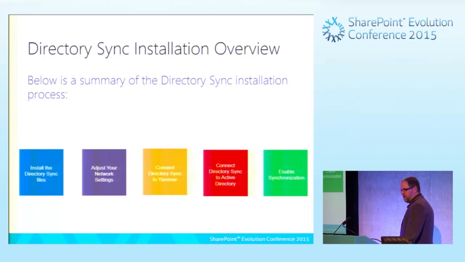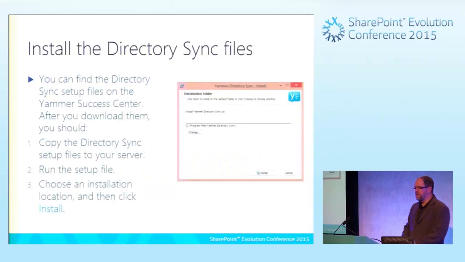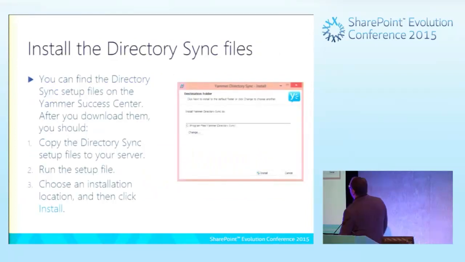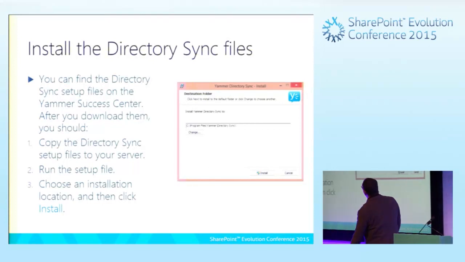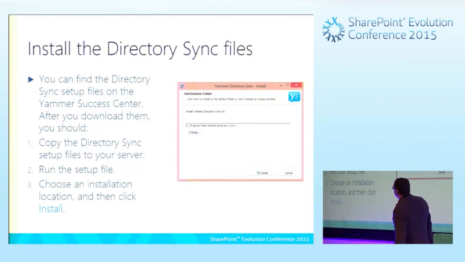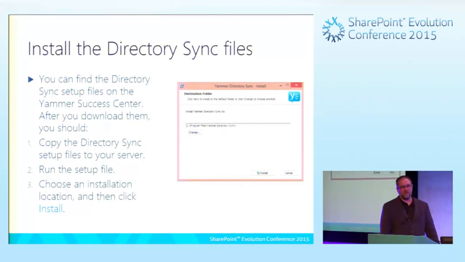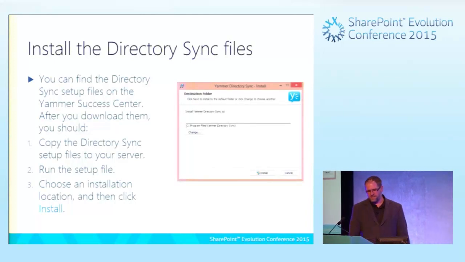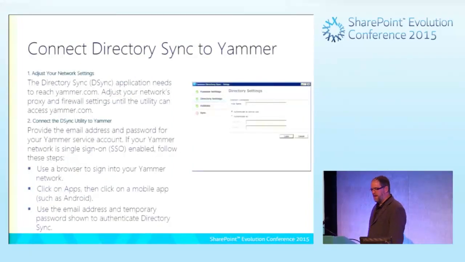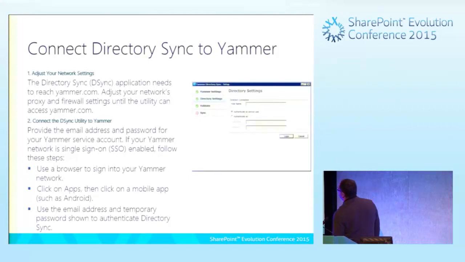And then the installation process, we'll walk through each one of these step by step: essentially installing the files, changing some network settings, connecting it to Yammer, connecting it to AD, and then enabling synchronization. Again, this is really not complex. You just go through, install it on the server, it doesn't need much space, choose an installation location. The download itself is actually not very big either. It's only a few megs in size. And then at that point, it'll just walk you through this kind of wizard.